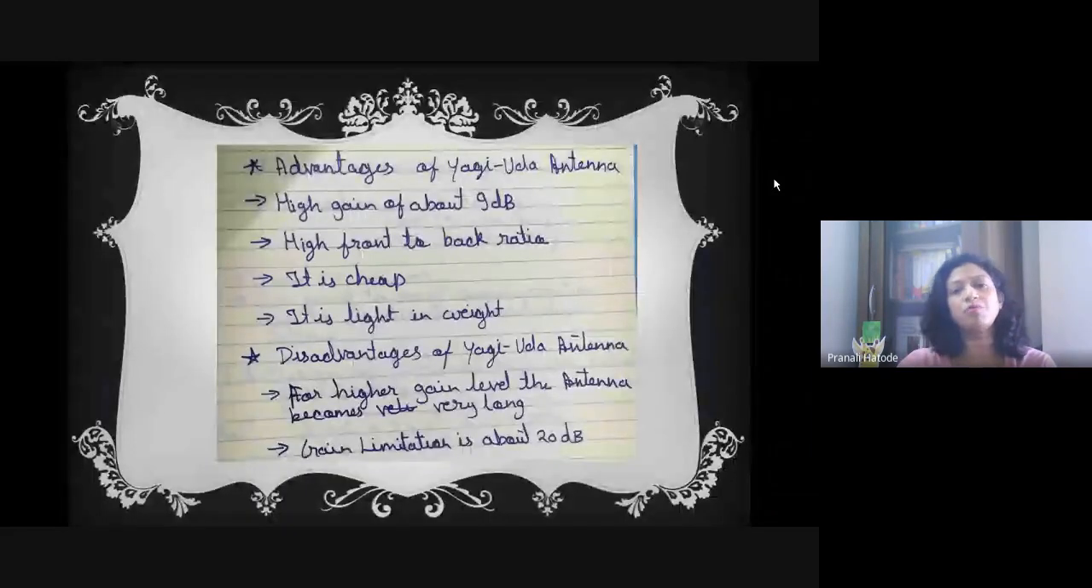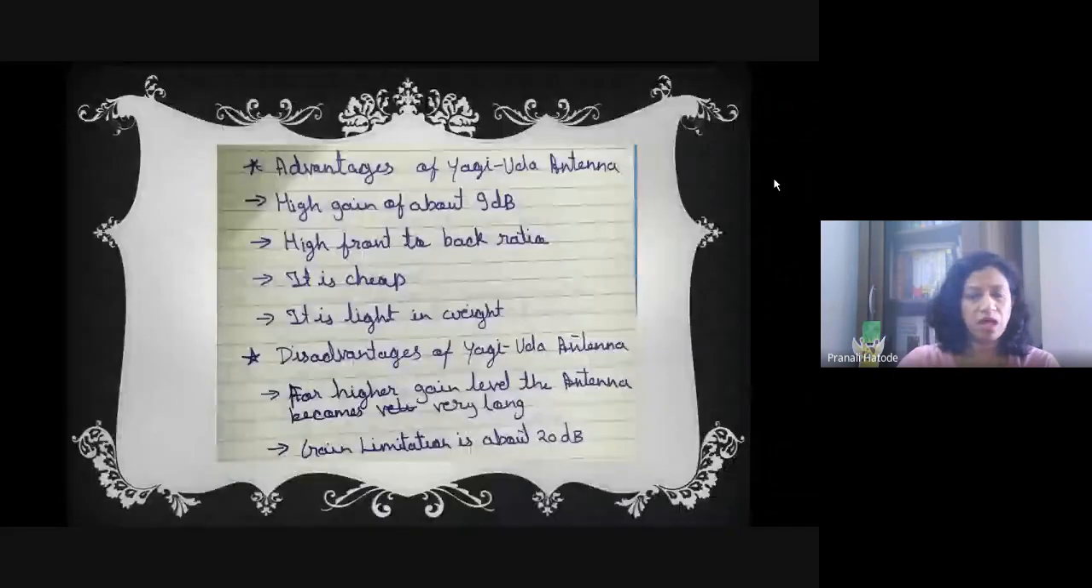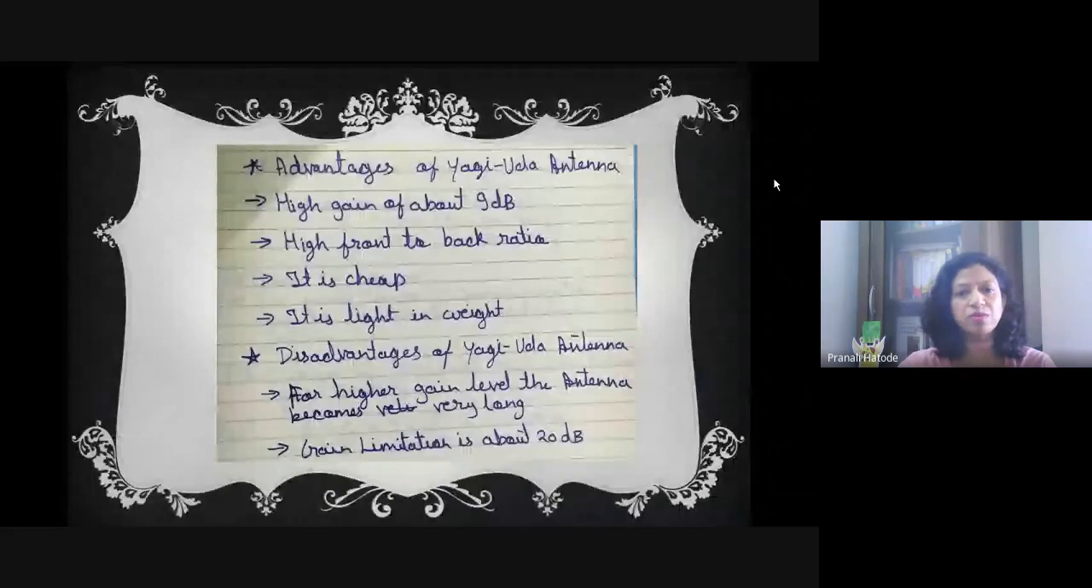Now let us see the advantages of the Yagi antenna. It has a high gain of about 9 dB. Its front to back ratio is high. It's very obvious: the front lobe is much bigger and much sharper. The gain is more, so obviously your front to back ratio will be high. It is cheap. It is very easy to fabricate. It is light in weight.